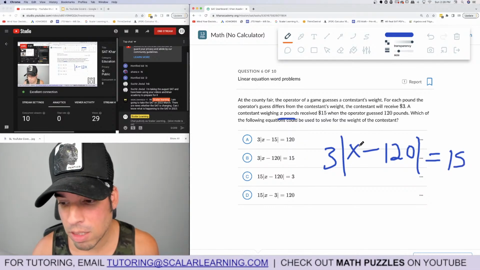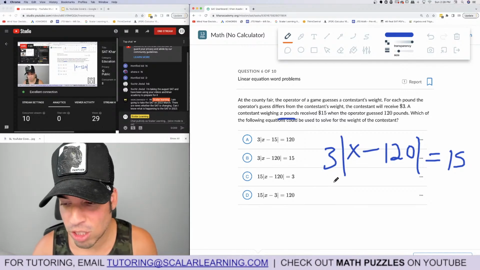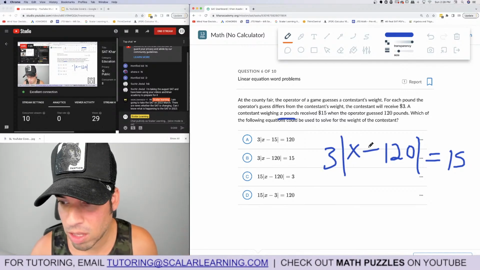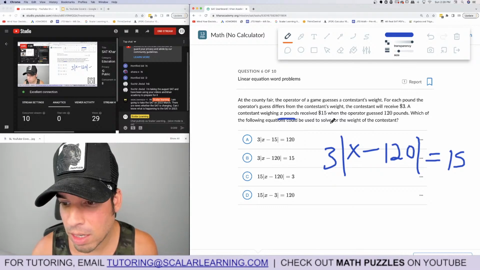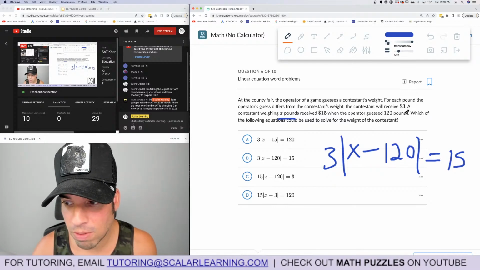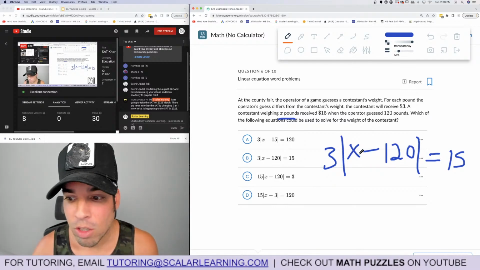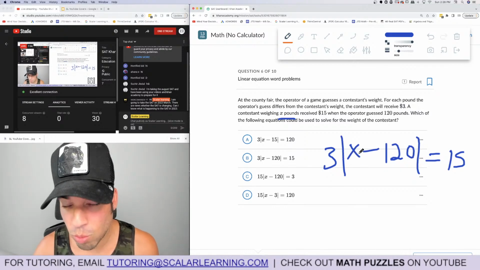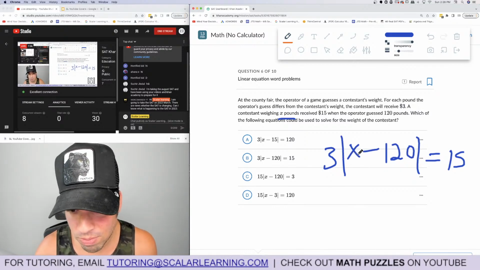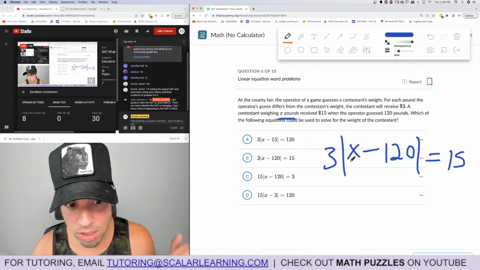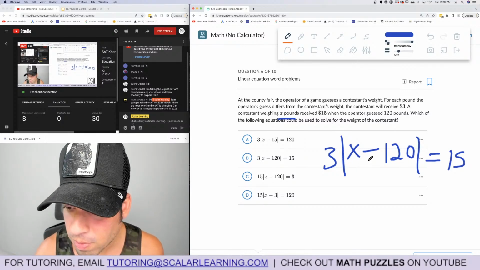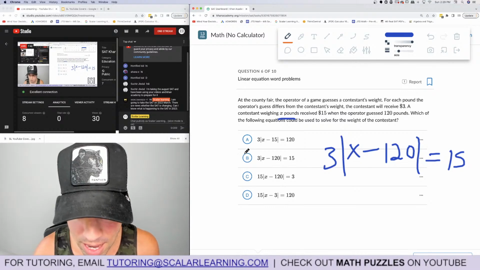I basically created this without looking at the answers, just asking how I would deconstruct the scenario. He got $15, which means the guy must have been 5 pounds off, $3 per pound. So this would work if he guessed 125 or if he guessed 115. That's why we need the absolute value, because it doesn't matter if he's above or below. And this is exactly B.